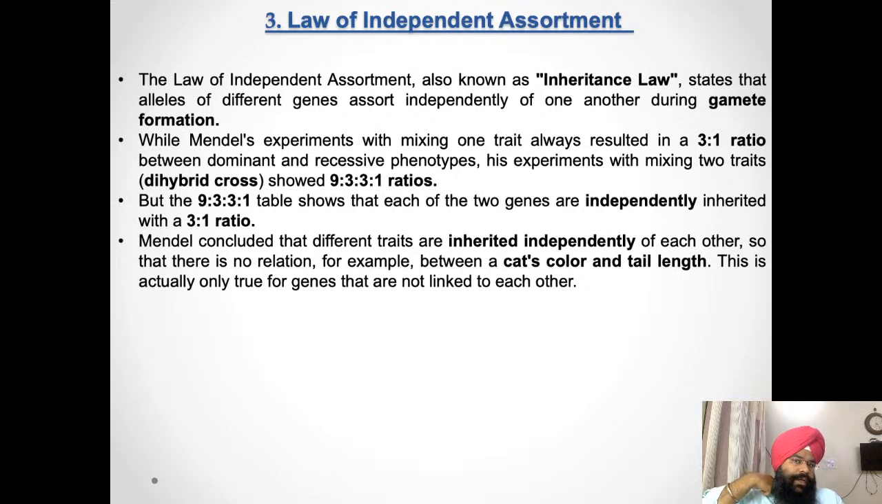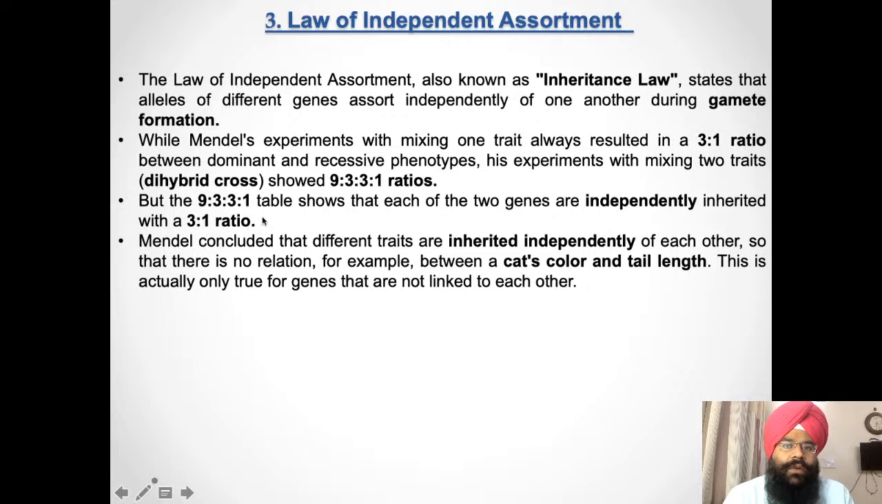Then comes the law of independent assortment, also known as the inheritance law, which states that alleles of different genes assort independently of one another during gamete formation. During gamete formation, the different genes sort independently of each other. While Mendel's experiments with one trait resulted in a 3:1 ratio between dominant and recessive phenotypes, his experiment with two traits shows a dihybrid cross with 9:3:3:1. Each trait shows two genes independently inherited with the ratio of 3:1.